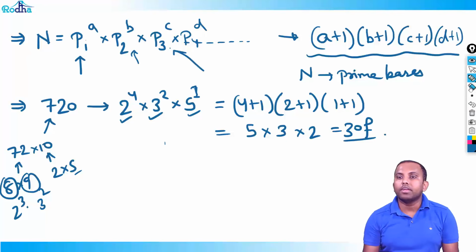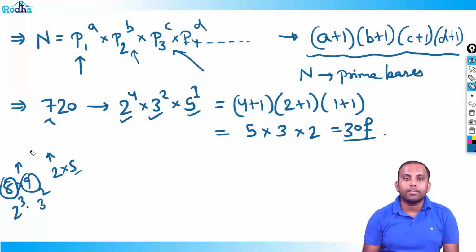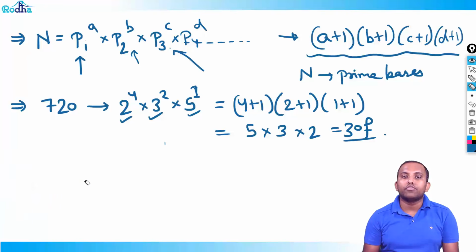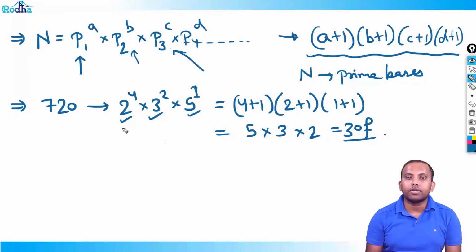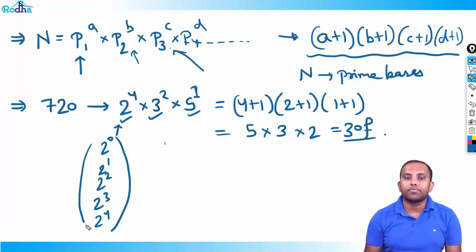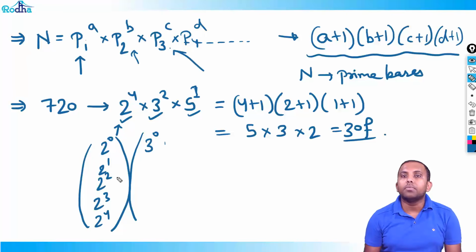And again, how to get those 30 factors? By splitting the numbers, right? This concept is very important, and we're solving very difficult questions on this concept, so be absolutely familiar with it. How to get this 30? Because 2 raised to 4 will have 5 terms in 2's bracket: 2 raised to 0, 2 raised to 1, 2 square, 2 cube, 2 raised to 4. Then 3 square will have 3 terms in 3's bracket. The terms in the bracket are all the factors.